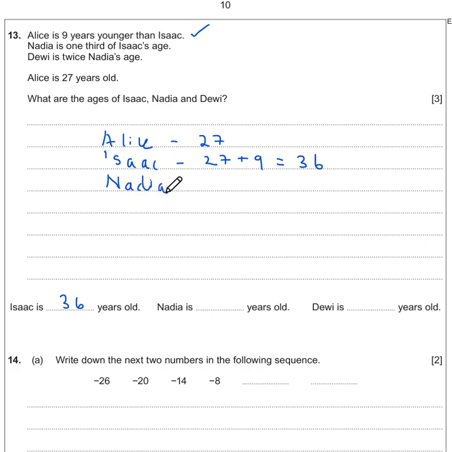So let's have a look. Nadia is going to be 1/3. We're thinking about dividing it into 3 parts, aren't we? So let's take Isaac's age. We're going to divide it by 3, which is going to be 12. So we know that Nadia is 12 years old, which leaves us with Dewi. Dewi is twice Nadia's age. Nadia is 12. So 2 lots of 12 would give us 24 years old.